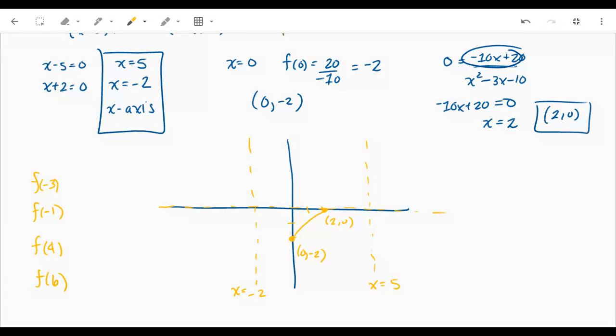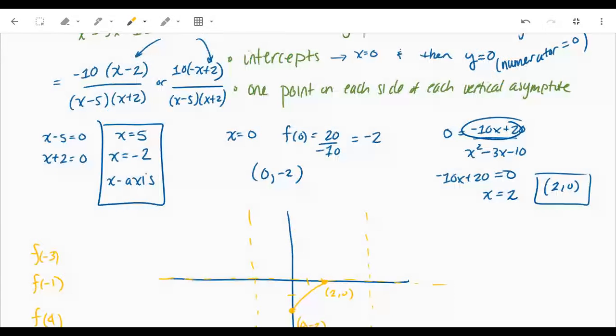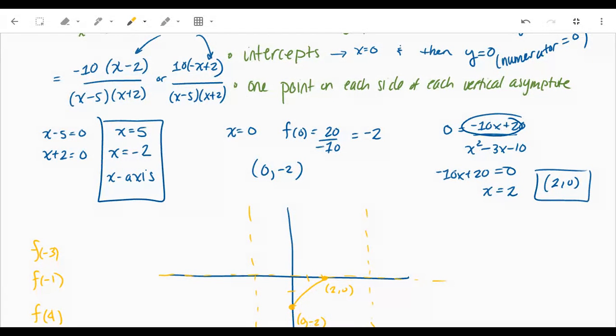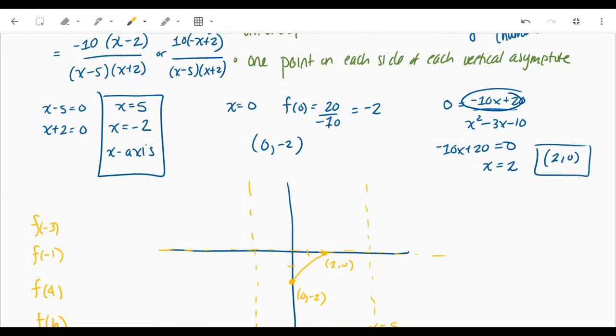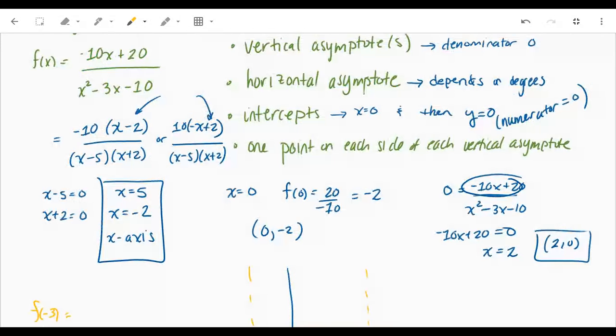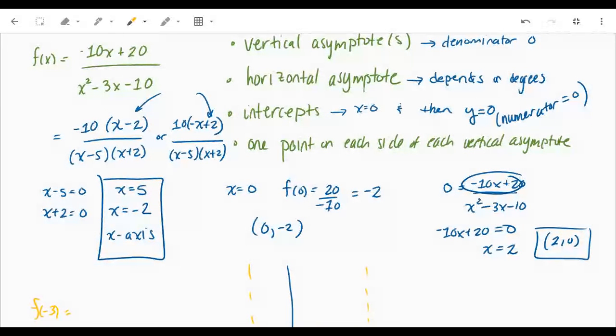So f of -3 is going to be, let's see here. Do I want to leave it in factored form? I don't. So I'm going to rewrite my equation down here so I don't have to keep scrolling. -10x plus 20 over x squared minus 3x minus 10.